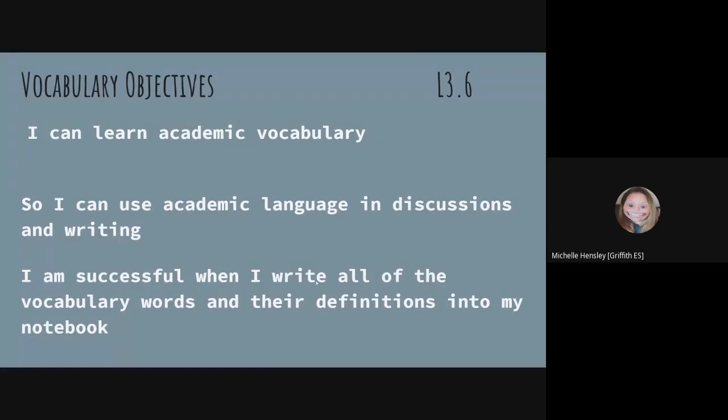And you'll be successful when you write all 5. There are not that many of them. It's not that hard. Write all 5 of the vocabulary words, their part of speech, and the definition into your notebook, because you'll need that when you go back later and add it to your My Vocabulary notebook. All right, let's get started.